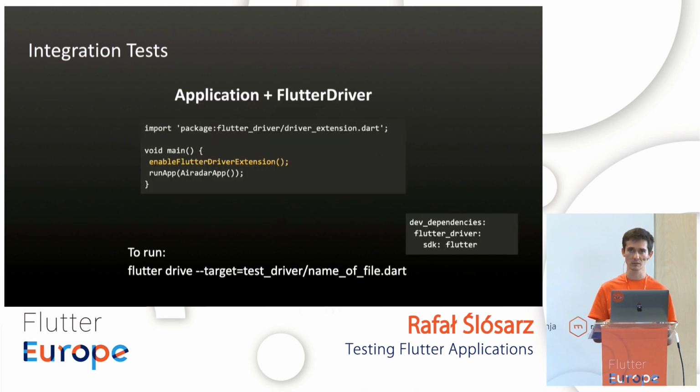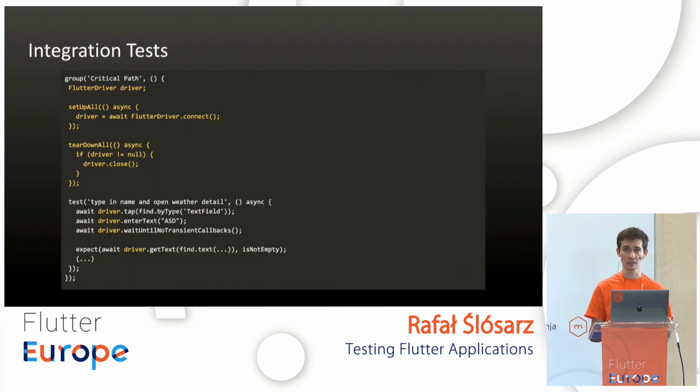To use those tests, we just need to create another main, an entry point for our application where we are running it. But also here we will have to import the package for the driver extensions and enable the input for our application. And that's pretty much it. After this, we just can create our first integration test where we are creating the Flutter driver entity, connecting it to our device, and then we can interact with it without any bigger problems.